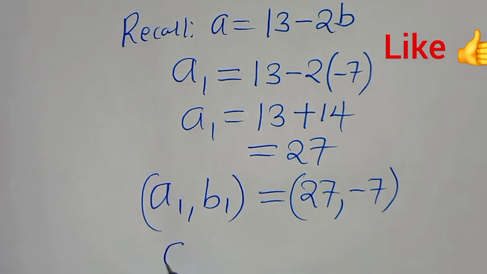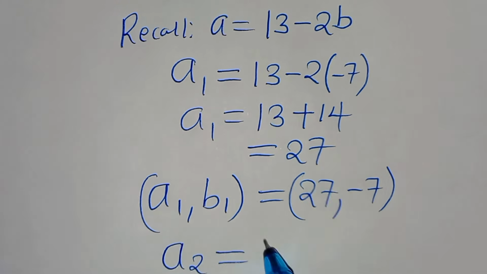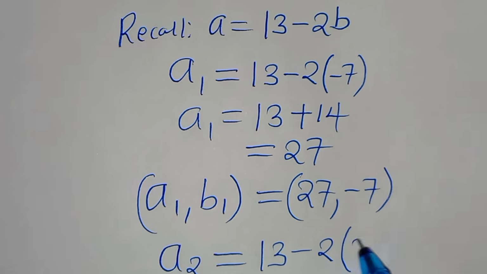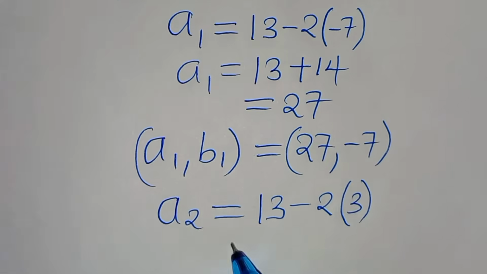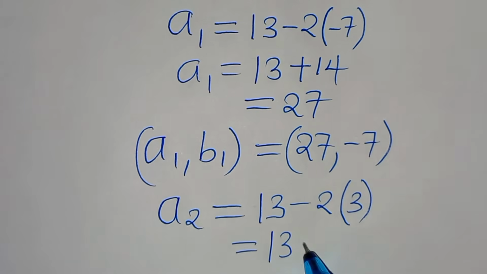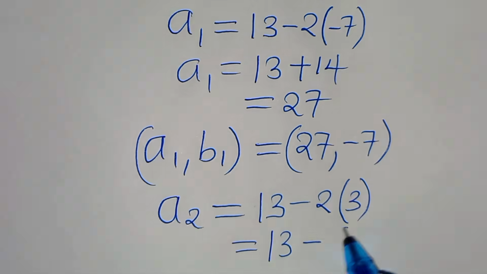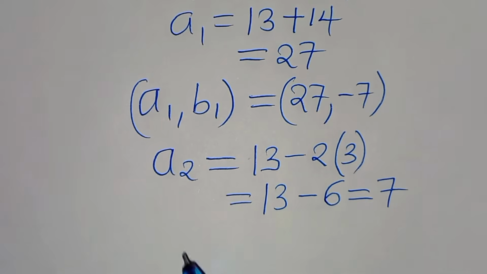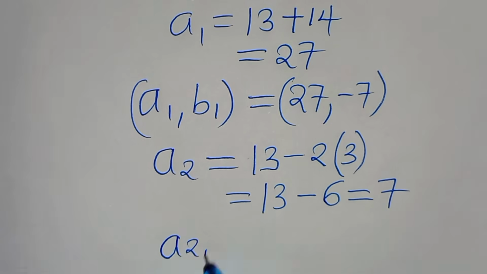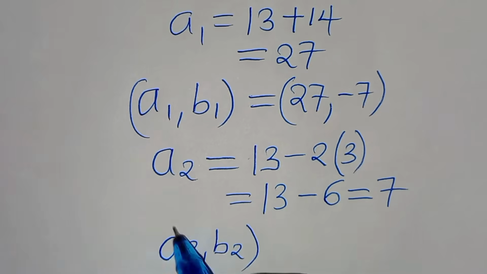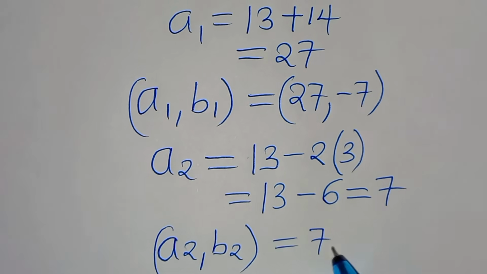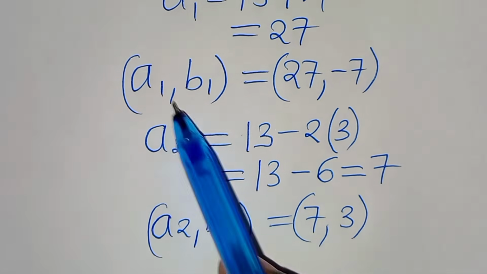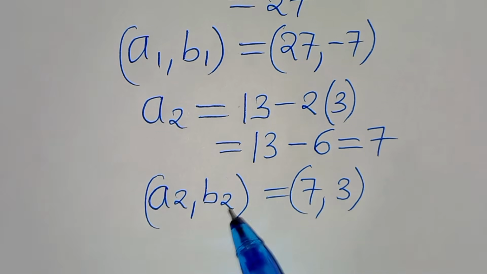So let's proceed to solve a2. a2 is equal to 13 minus 2 times b2. b2 is 3. So this means that here we have 13 minus 3 times 2, which is 6, and this is equal to 7. So we have the second set of solution here, that is a2 comma b2, which is equal to 7 comma 3. So we have two sets of solutions here, that is a1 b1 and a2 b2.